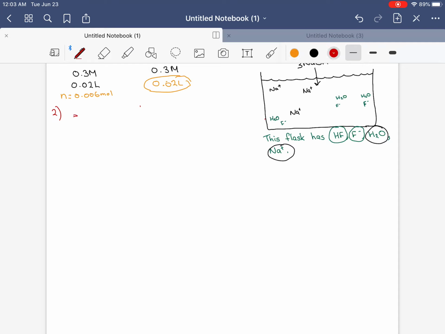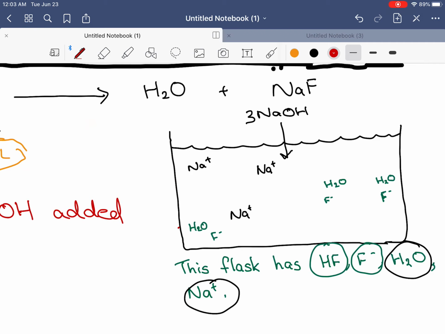Part E. 25 milliliters of NaOH added. Okay, so you would go back to this beaker. Let's say I put in 5 of these. Okay, and you'll note that this is going to be 2 more Na plus, 2 OH minus.